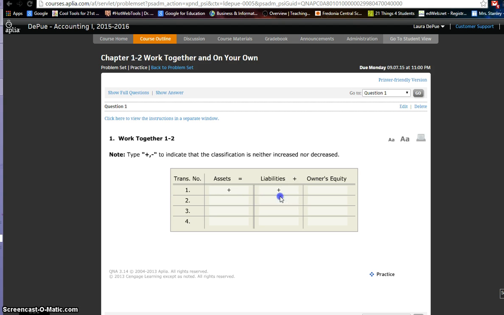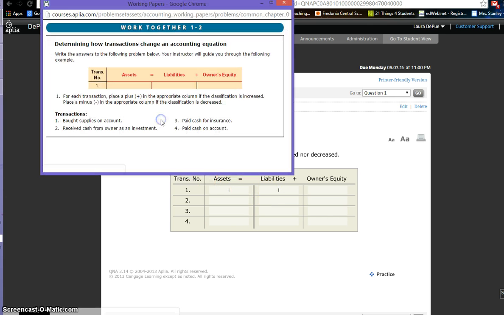And why does this happen? Well, our assets has to go up because we bought some supplies, so that increased. And our liabilities, what we owe to others, also increase because now we have a debt, we have to pay somebody some money. Remember, this equal sign is our wall, so if there's a plus on one side of the wall, there has to be a plus on the other side of the wall. So that concludes the first transaction.